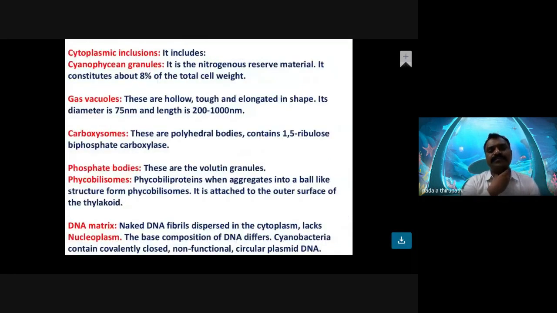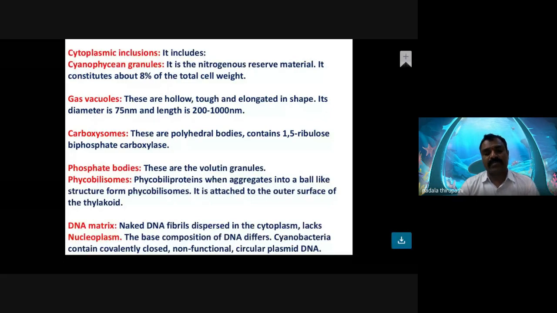Okay, then cytoplasmic inclusions. What inclusions do we observe in the cytoplasm? Some of the inclusions are cyanophycin granules. These granules are present in the chromoplasm and also in the centroplasm. It is a nitrogenous reserve material. It constitutes about 8% of the total cell weight. So cyanophycin granules are how much of the weight? 8% of the total cell weight.